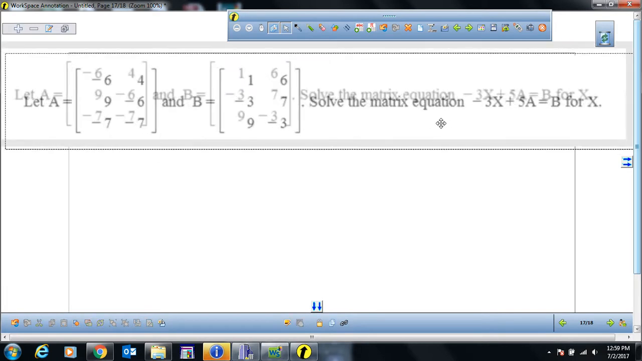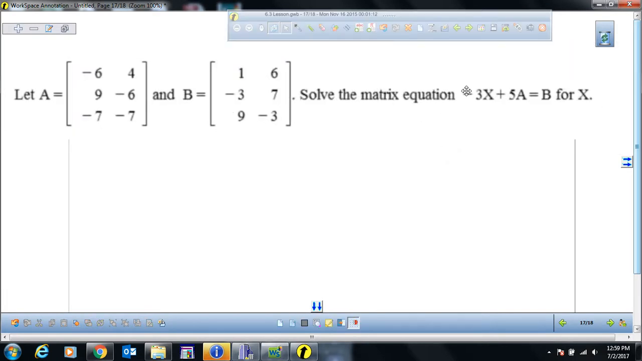It tells me, let A be equal to negative 6, 4, 9, negative 6, negative 7, negative 7. And let B be equal to 1, 6, negative 3, 7, 9, negative 3. The question is, we want to solve the matrix equation negative 3X plus 5A equals B. Meaning that we want to find a matrix X so that when I multiply that matrix times negative 3 and I add it to 5 times the matrix A, it's going to be equal to my matrix B. So the question is, find that matrix X that satisfies this equation.